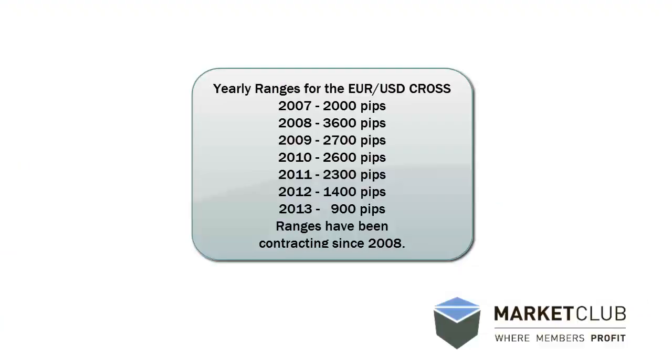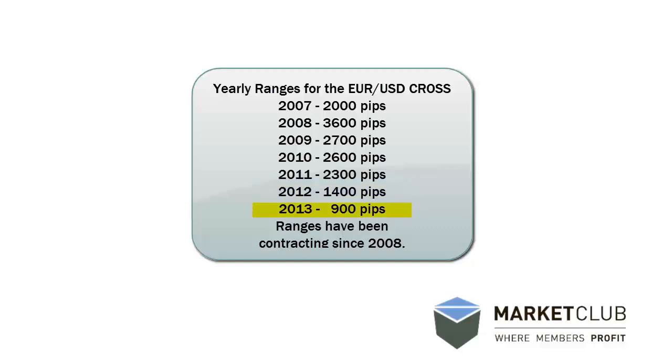Before we go into the actual results page for trading the euro against the dollar longer term, I just wanted to point out, we mentioned this in the beginning of the video, how the ranges have been contracting for the last several years. For example, if you look at 2008, we had a 3,600 pip range. That's from the high to the low. Fast forward that to 2012, it's contracted down to 1,400 pips. In 2013, down to 900 pips.